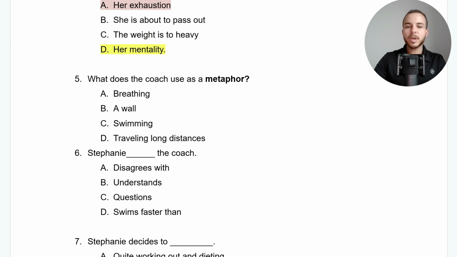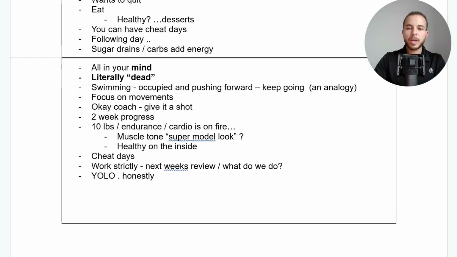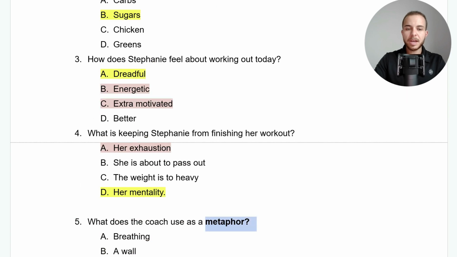Number 5, what does the coach use as a metaphor? Now, a metaphor is when we compare two different things, but we don't use words like "as" and "like". So we could compare the sun to someone's love because they are both hot and burning and filled with gas, let's say. So here, what did he use as an analogy or a metaphor? Sorry, I wanted to use the word analogy because I did write it down here, which tells me that swimming was the metaphor. He spent about 1 minute talking to Stephanie, telling her how when she is swimming, she sees the end of the pool.